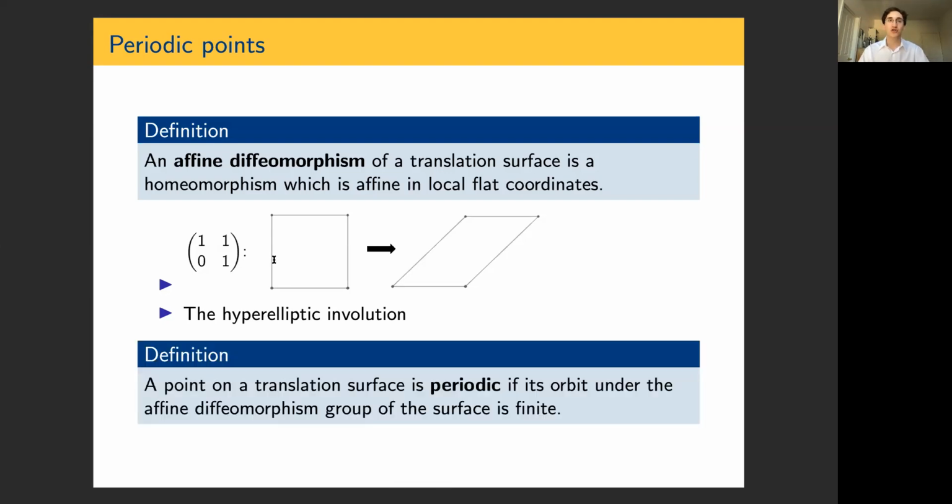We say that a point on a translation surface then is periodic if its orbit under the affine diffeomorphism group of the surface is finite.